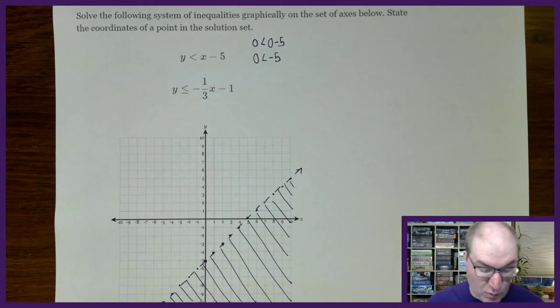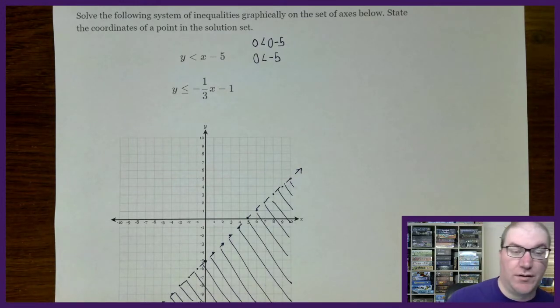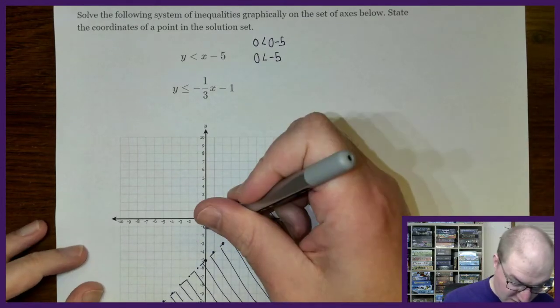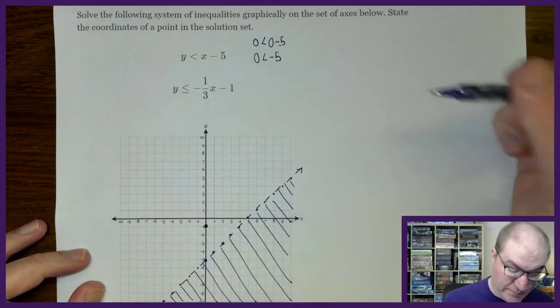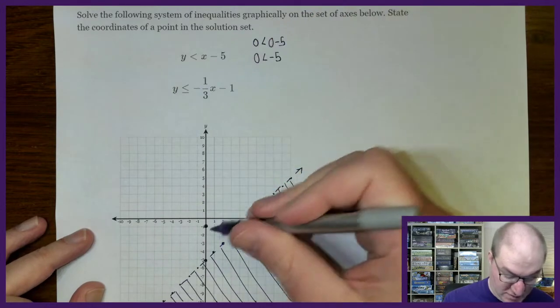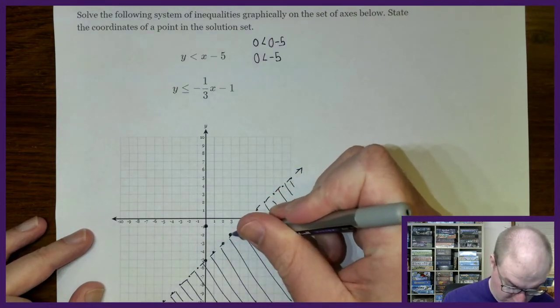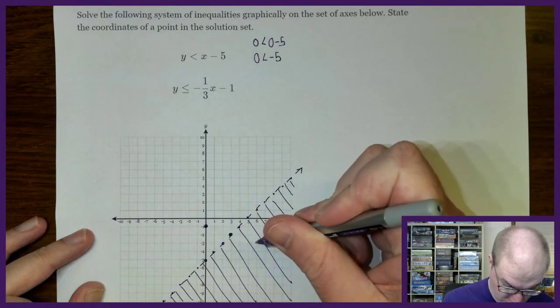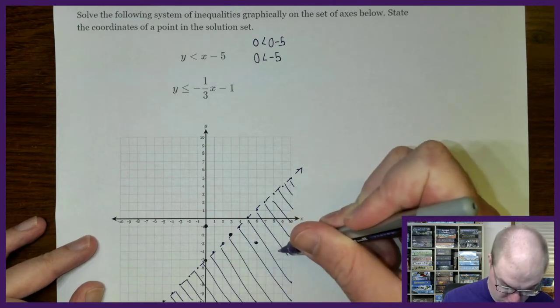Now let's graph this one. y is less than or equal to negative 1/3 x minus 1. So let's go to our y-intercept, negative 1. And our slope is negative 1/3, down 1 over 3. Look, there's a point right there. Down 1 over 3, down 1 over 3.